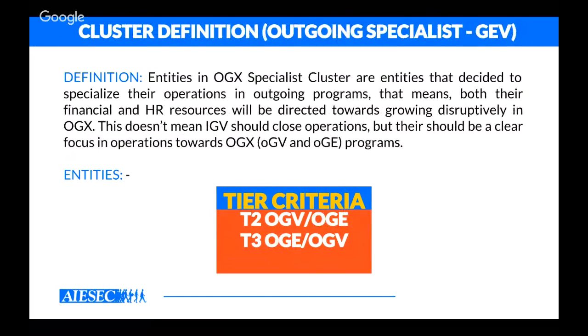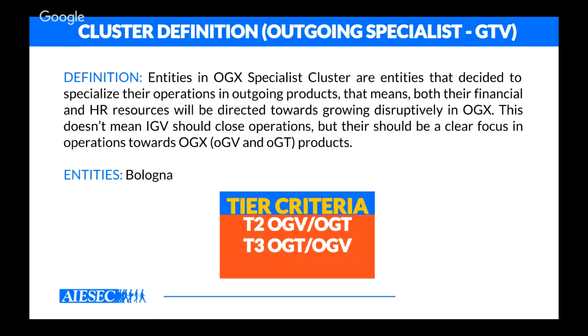Then we have the outgoing specialist cluster, in this case the GE one. Right now we don't have entities there because it was created just in August, since before we didn't have the split between GE and GT. Here the tier criteria are the same as the GV one, but of course we are focusing on OGV and OGE. Then we have another outgoing specialist cluster, but this one is more focused on GT with respect to GE. Basically it's the same, but the focus is GT and not GE. Right now Bologna is here again. Why is Bologna in 2 different clusters? Just because they match the criteria to be in both clusters.